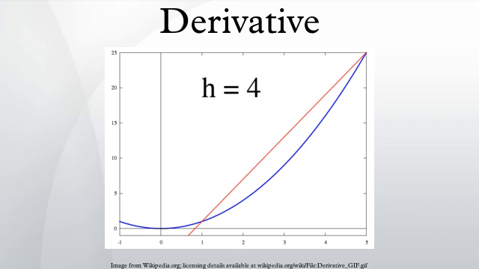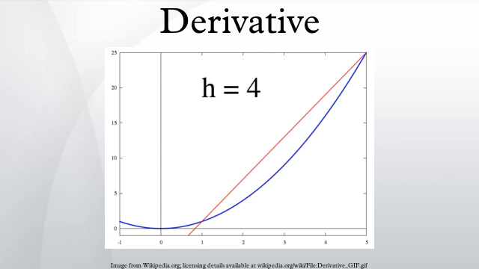The derivative of a function of a real variable measures the sensitivity to change of a quantity which is determined by another quantity. It is a fundamental tool of calculus. For example, the derivative of the position of a moving object with respect to time is the object's velocity. This measures how quickly the position of the object changes when time is advanced.